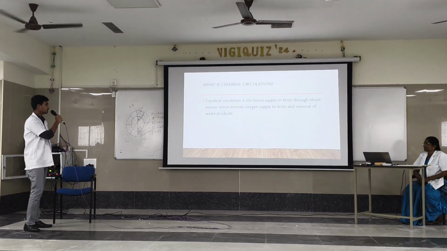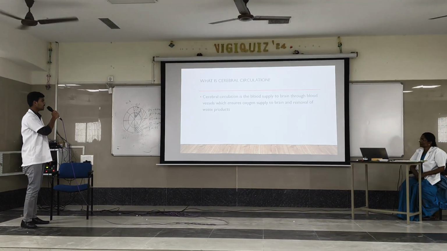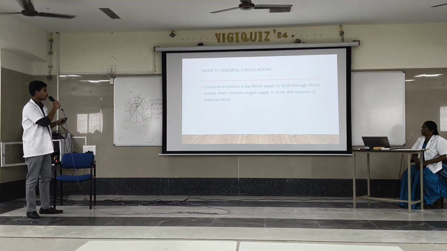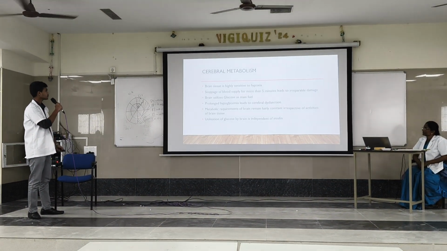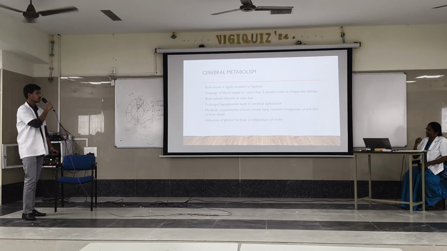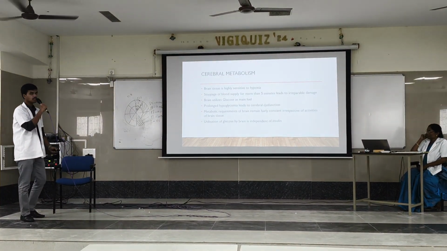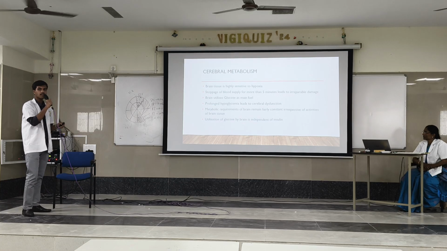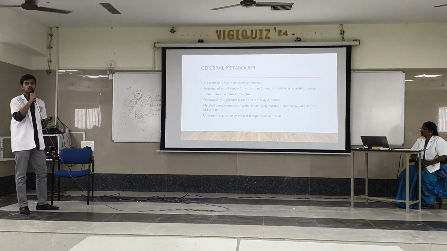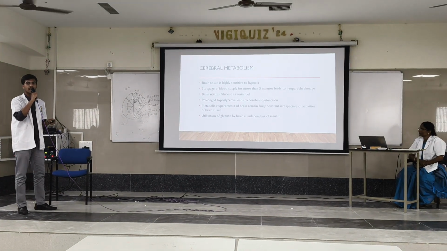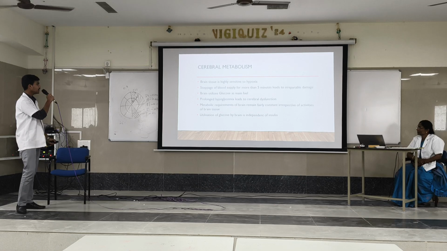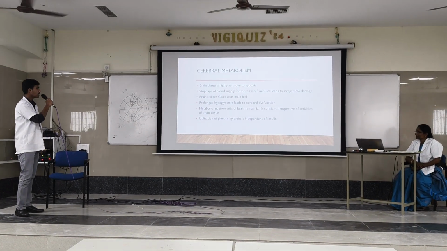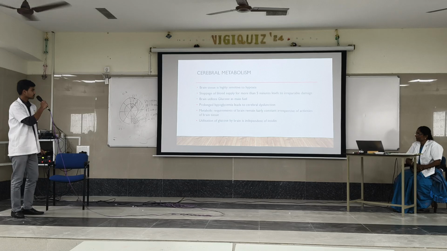Cerebral circulation is the blood supply to the brain through blood vessels, which ensures the oxygen supply to the brain and removal of the waste products. So coming to cerebral metabolism, brain tissue is very highly sensitive to hypoxia. Stoppage of blood supply for more than 5 minutes to the brain will lead to irreparable damage and can lead to coma. Brain utilizes glucose as the main fuel. Prolonged hypoglycemia leads to cerebral dysfunction.